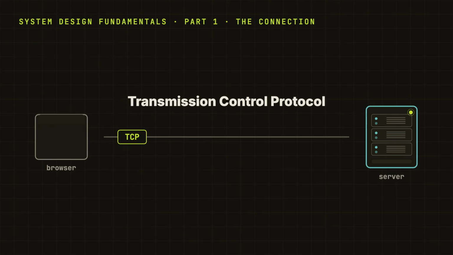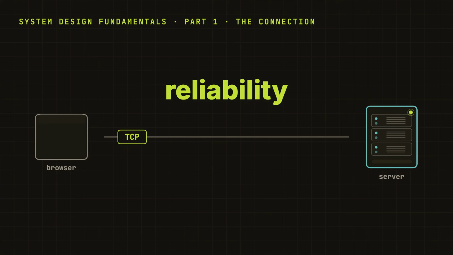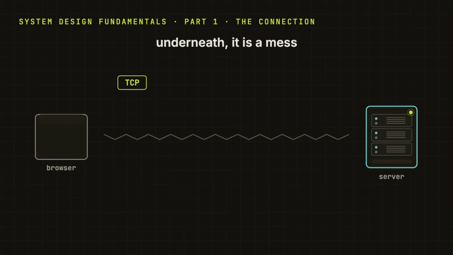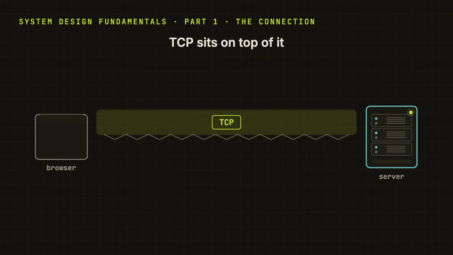So, what does TCP give us? One word, reliability. The internet underneath is not reliable. Packets of data can get lost, or arrive out of order, or arrive twice. TCP sits on top of that mess and gives you a clean, reliable, ordered stream. Every byte you send arrives exactly once in the right order.